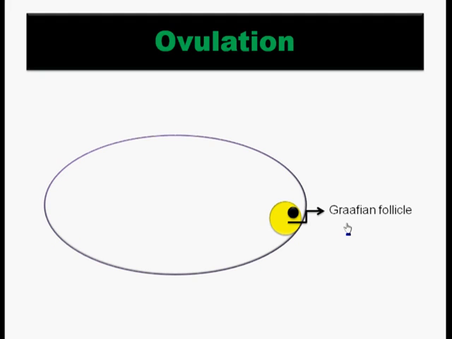Now whenever the mango ripens, the color changes. In this case, the size of the follicle also what? Changes. Okay. So this Graafian follicle now is like a ripe mango. Good? All right. Now let's observe what happens after this.